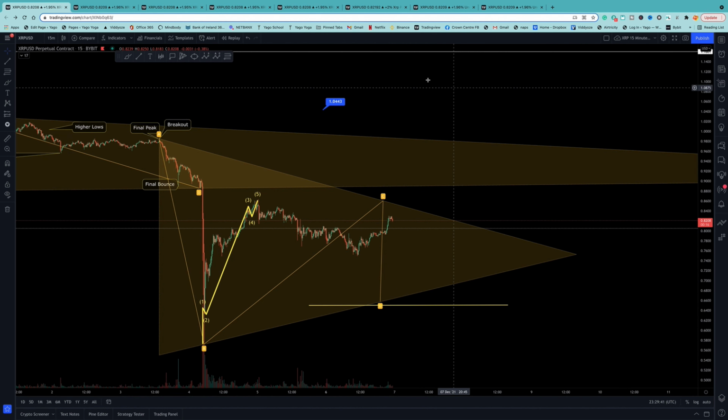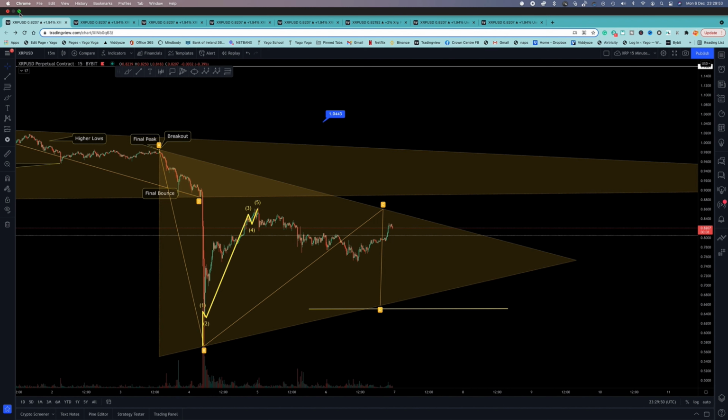Ethereum. Now, I'm not going to spend as long on Ethereum. Specifically, what is it that you want me to show you in Ethereum that I didn't show you in Solana? Because it's essentially the same.